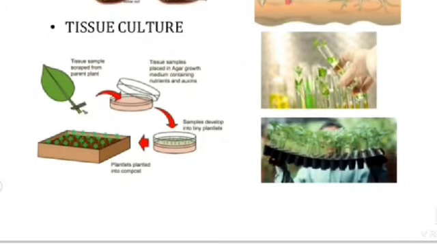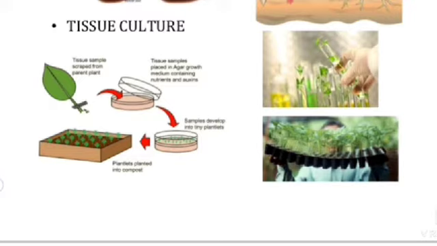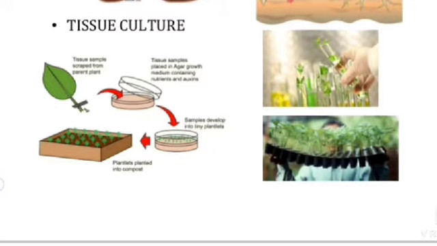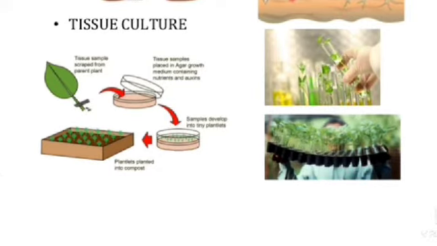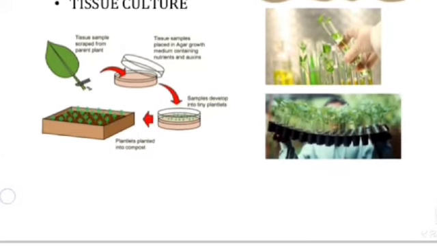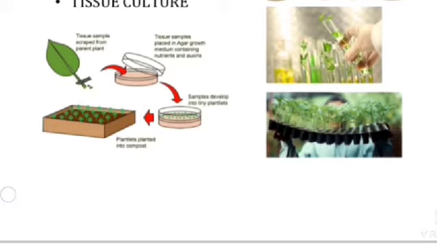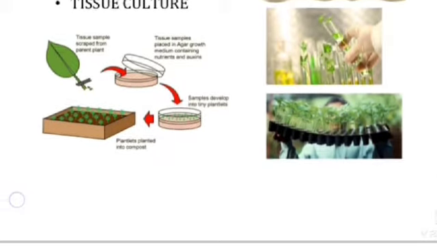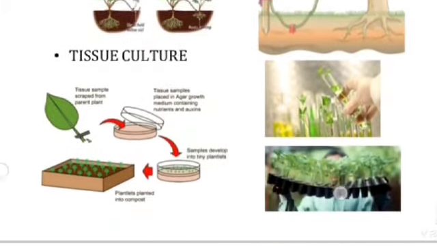The sample develops into plantlets. The MS media is absorbed by the explant, forming the callus. The plantlets formed are planted into compost. See some pictures of in vitro conditions.